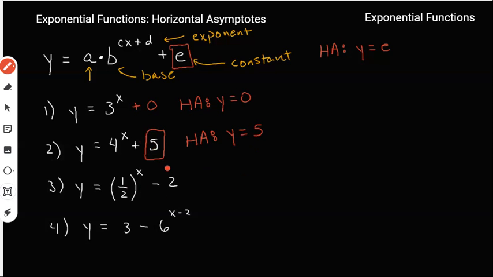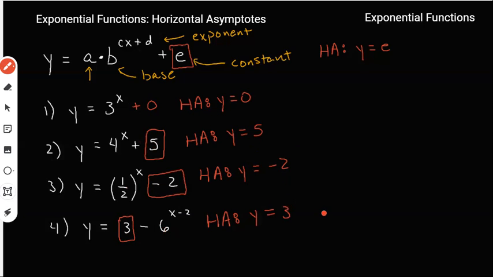Okay, and for number 3, I have a minus 2. That's definitely a negative 2, not a positive 2. So when I write my horizontal asymptote, it's going to be y equals negative 2, a negative number. And then the last one down here, number 4, the constant is actually over here on the left side. It's going to be a positive 3. The minus is attached to the 6, so we're not going to use that minus. So when I write my horizontal asymptote, I'm going to get the equation y equals 3.